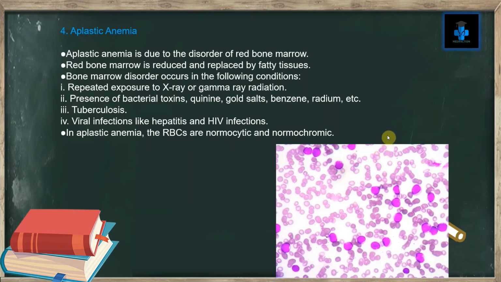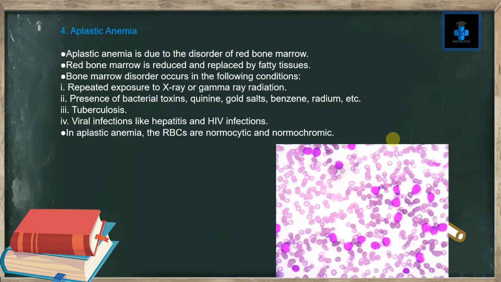Aplastic anemia is due to the disorder of red bone marrow. Red bone marrow is reduced and replaced by fatty tissues. Bone marrow disorder occurs in the following conditions. Number 1. Repeated exposure to X-ray or gamma ray radiation. Number 2. Presence of bacterial toxins, quinine, gold salts, benzene, radium, etc.